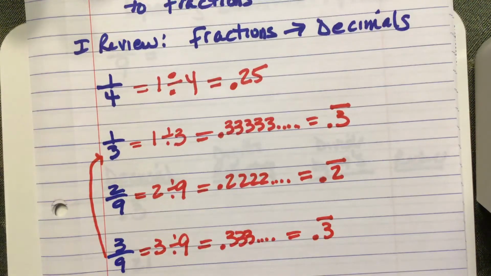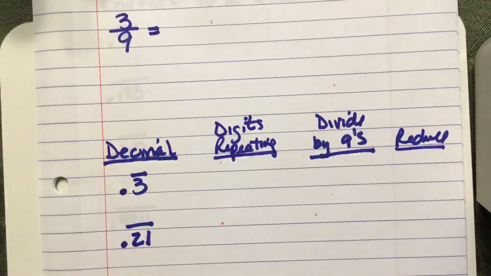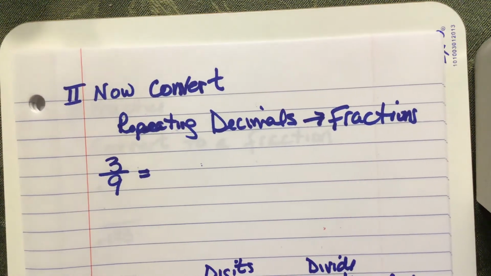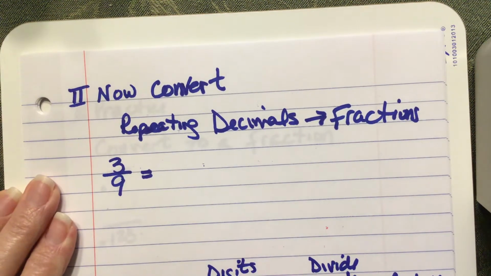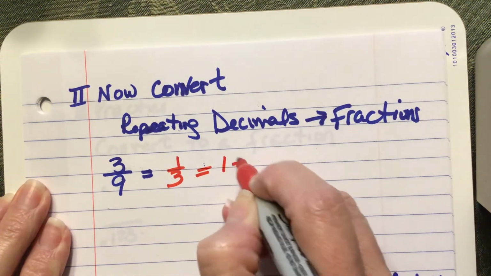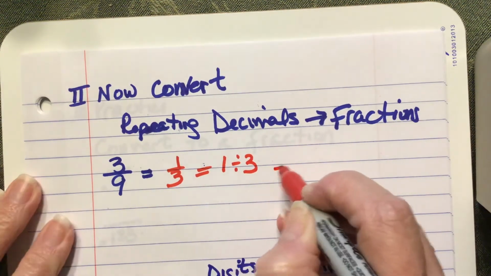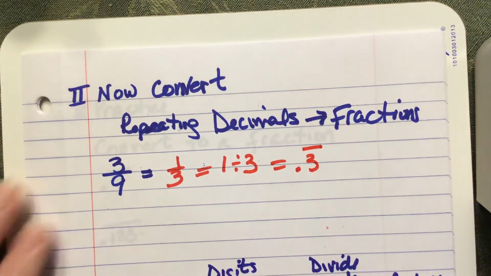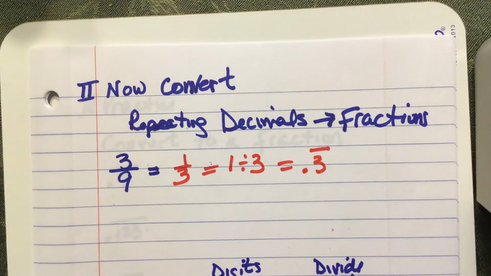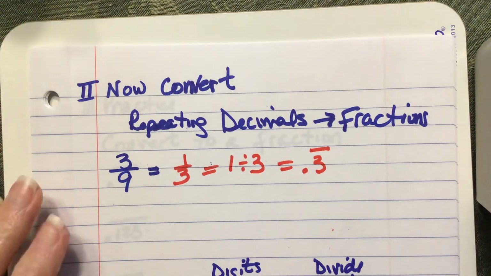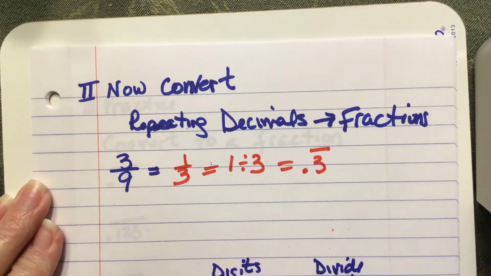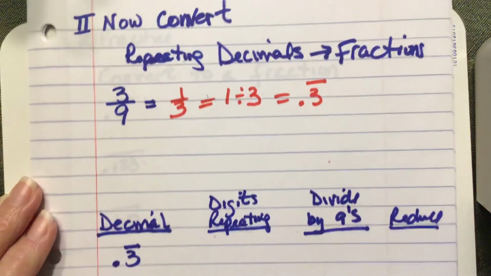So we're going to take a look at now going backwards. We're going to go from repeating decimals to fractions. So when I look at this, I can say 3/9, that was 1/3, which equals 1 divided by 3, which equals 0.3 repeating. So if I look at that, we have to notice some things that are kind of noticeable in here. And one is my digit repeating is the 3, and I started out with 3/9. So I have this shortcut to do this conversion.